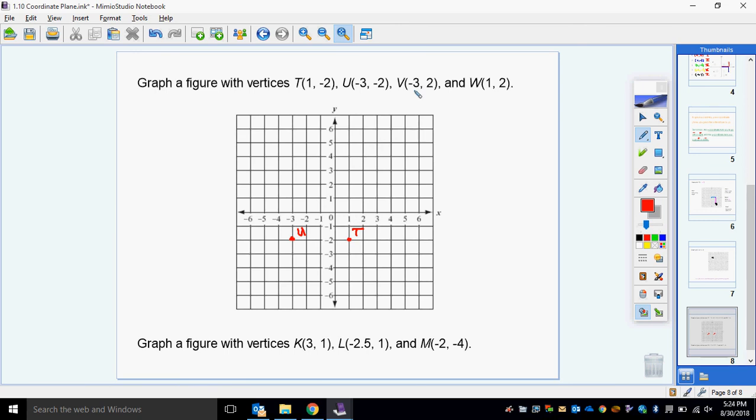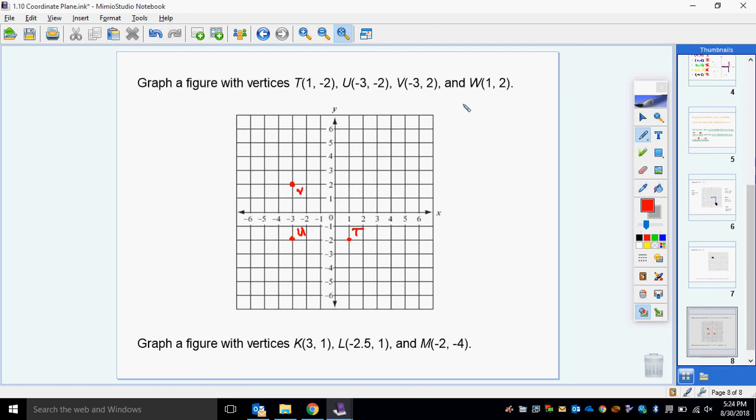V is at the point (-3, 2). So again, start at the origin. The negative 3 tells you to go left or right, and because it's negative, we need to go left. 1, 2, 3. And we're going up 2 floors. It's a positive 2, so we go upwards. And this is point V.